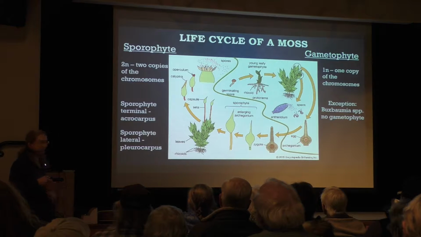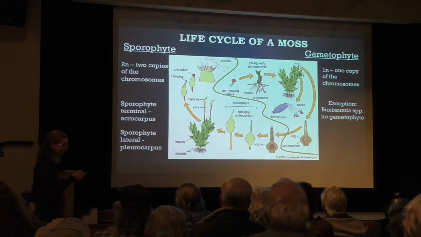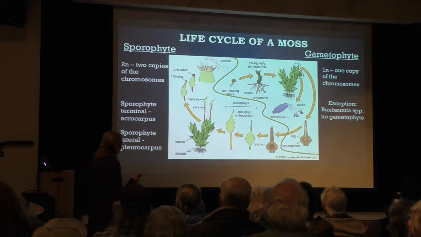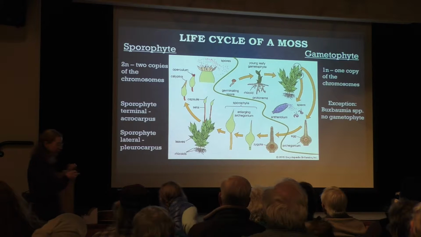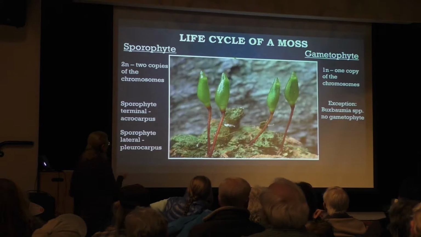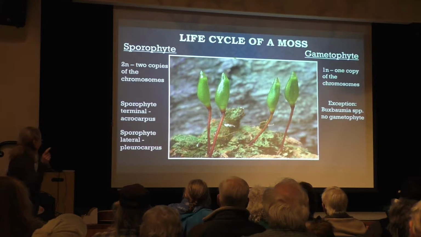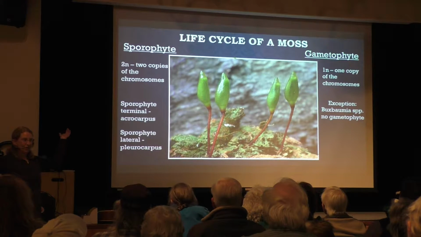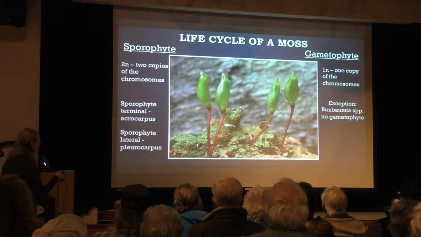So, of course, there's always an exception, right? There is one really cool moss called Buxbaumia. There's 3 different species. We have all 3 of those species around here. And it looks like this. Where's the gametophyte? There's no leafy green stuff. So this one totally skips the whole gametophyte thing.